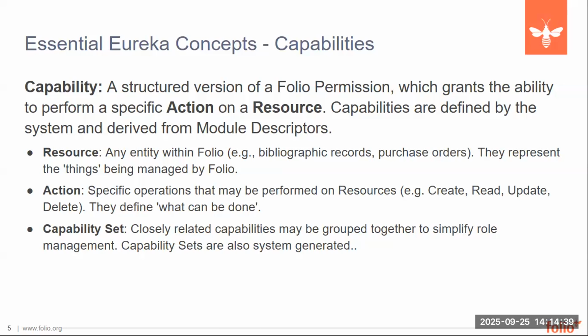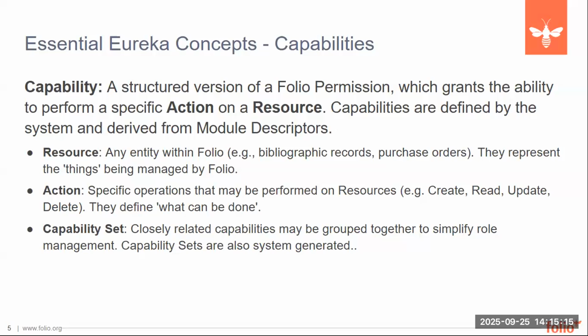The next term that maybe you're not so familiar with in Eureka is capabilities. A capability is similar to what we know in Folio now as a permission, but it's a structured version of it. These are essentially what allow us to grant the ability to perform a specific action on a particular resource. A resource is something that you can manage within Folio, like an item record. And an action is the operation that you want to conduct upon it. You want to create, read, or update the resource.